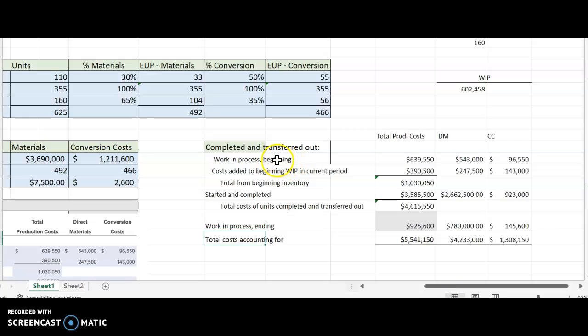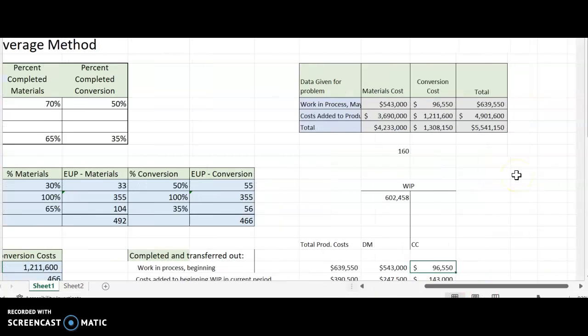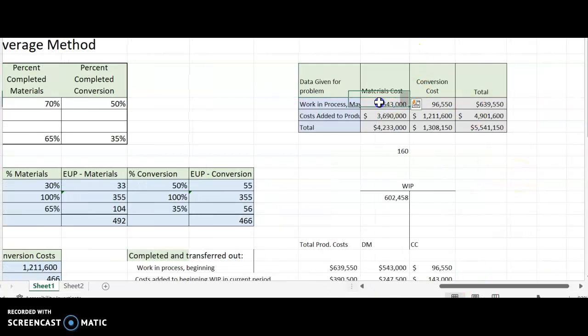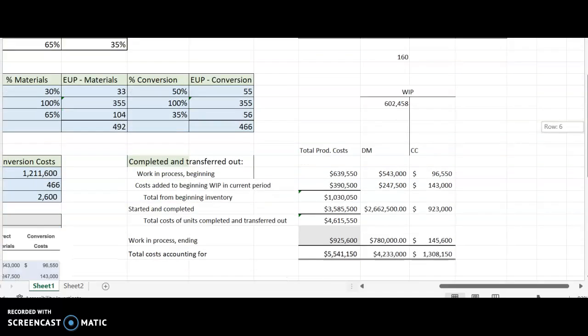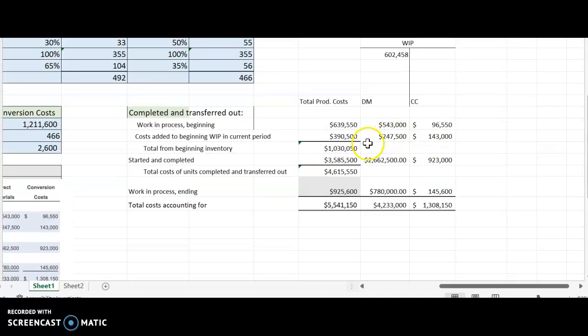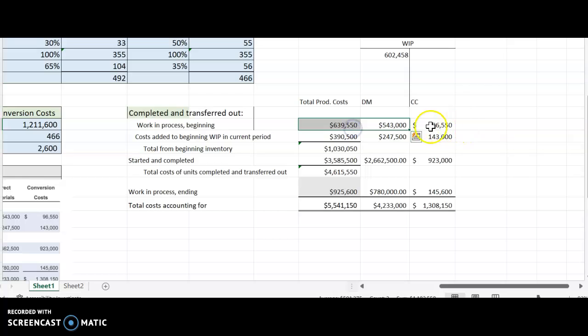So for your beginning work in process, all you're going to do is that amount was already there and has already been done. So you're just going to copy that from up here, the 543, the 96,550, and that would add up to 639,550. That was already calculated last term when we were doing this.